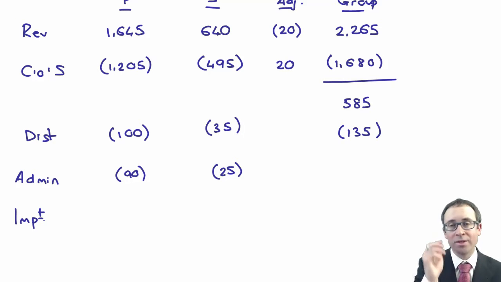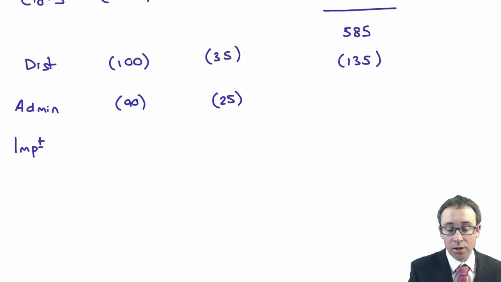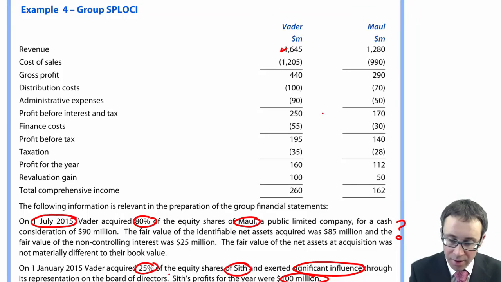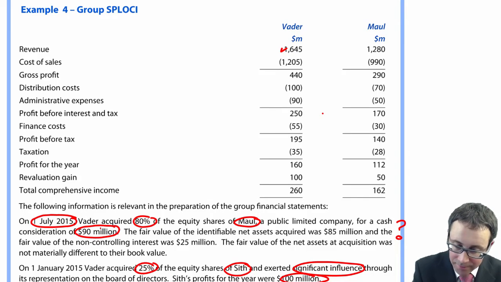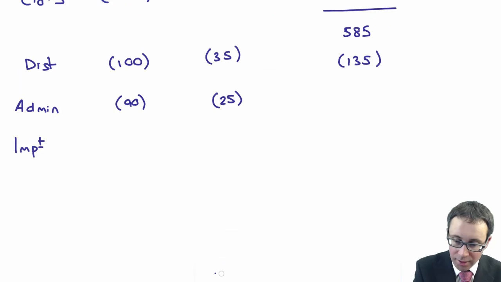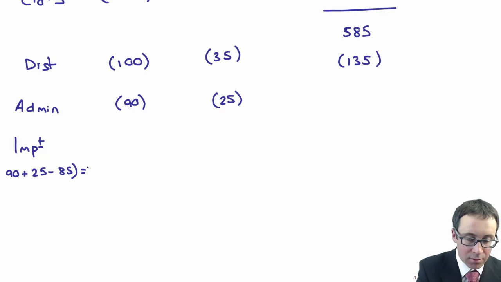And then you've got your impairment, haven't we? So to look at the impairment, we need to work out the goodwill. So we went through there, we paid 90. The NCI was 25, so we add that on. And then we deduct the net assets of 85. So 90 plus 25 less 85.